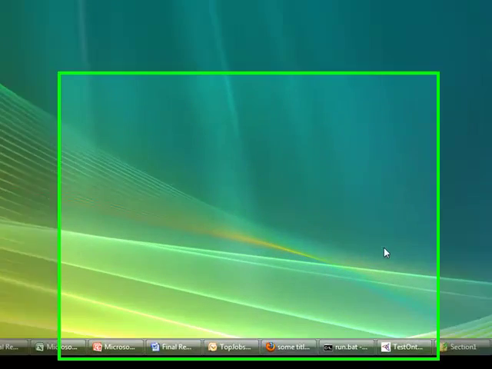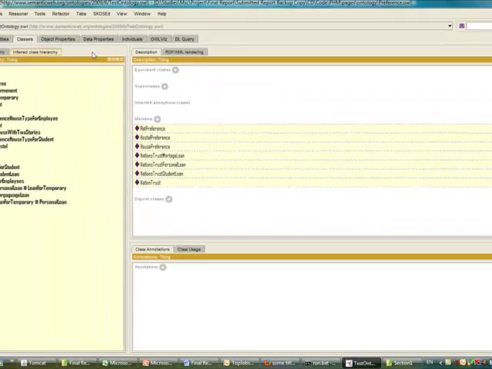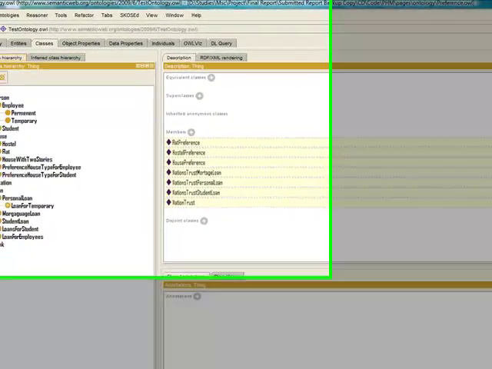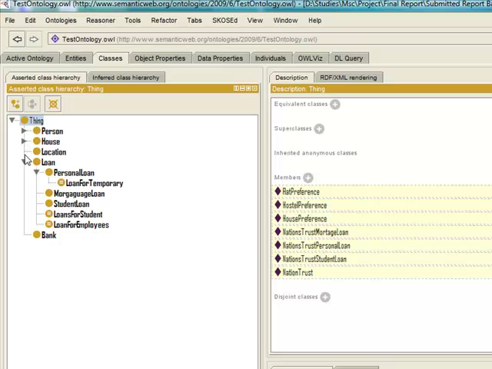Okay, here I'm going to give you a brief introduction about the ontology I developed for the personalized housing mashup system. This is the Protege IDE which I used to model this housing ontology. Basically, it's a preference ontology.